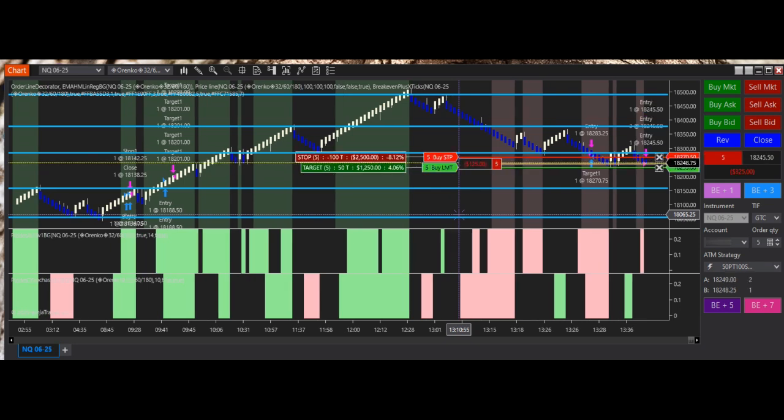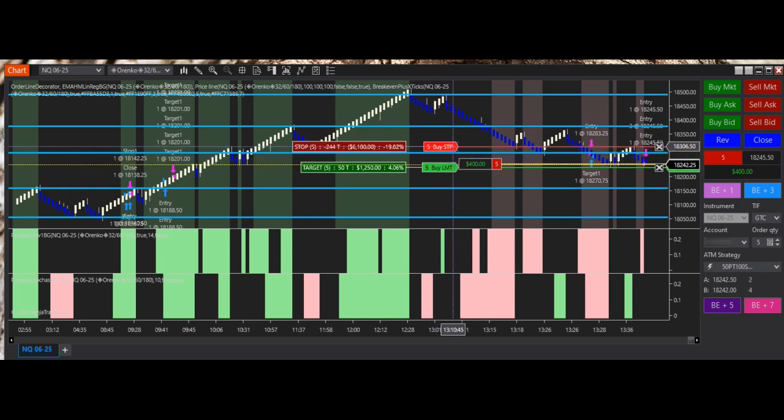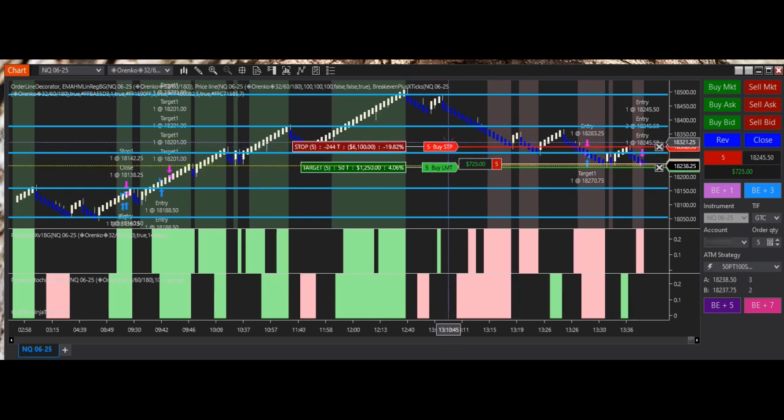Here my sell limit order just got filled. So now I'm waiting. You can see that my stop loss is set at 100 tick. Usually I'll just move it up to give it a little bit of wiggle room, but not too much, because you don't want to risk too much.